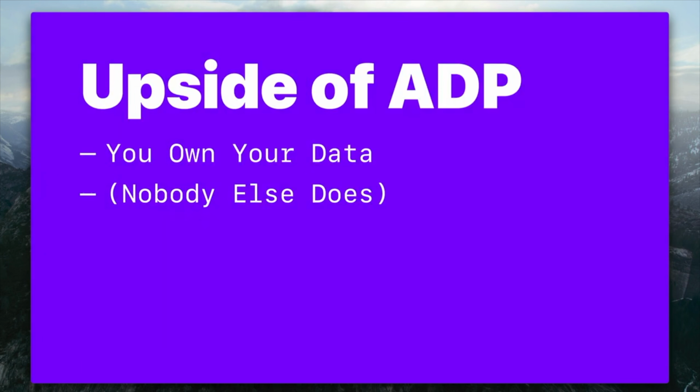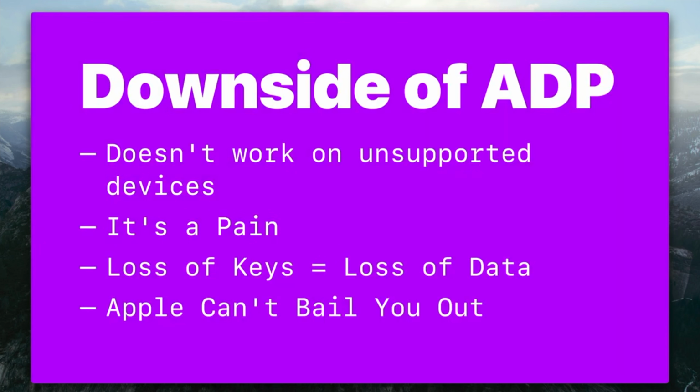The upsides of ADP are simple. You own your data, nobody else does. And the downside is that it doesn't work on unsupported devices. So if you've got older Apple devices that don't support ADP, you're not going to get it. It's a pain. Once you set it up, you've got to make sure all your devices continue to get the most recent updates so everything just works. Even your Apple TV needs to be updated so it can support ADP.